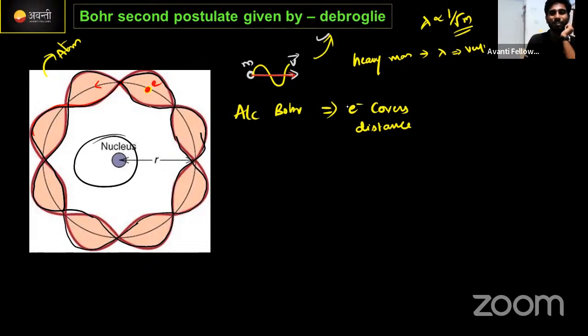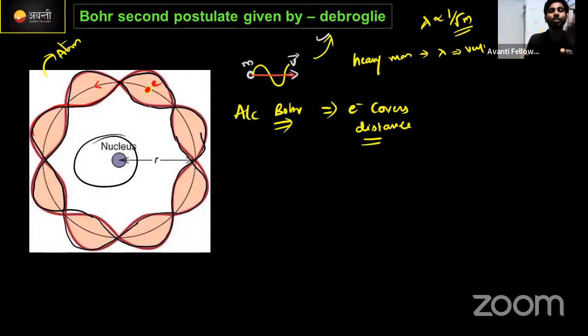I am asking about distance. Come on, how much? I am not asking wavelength, just distance. Circumference of the circle, no. 2 pi r. Okay. According to Bohr, what is given?